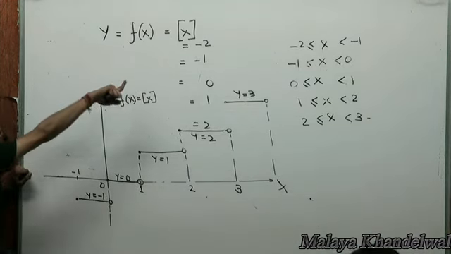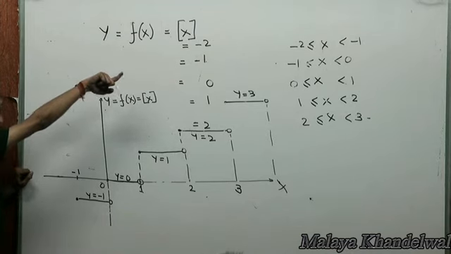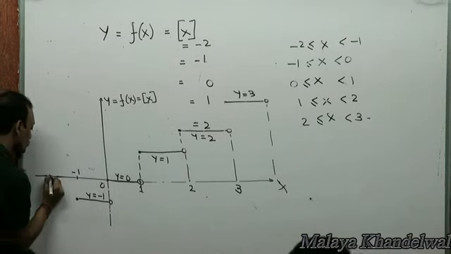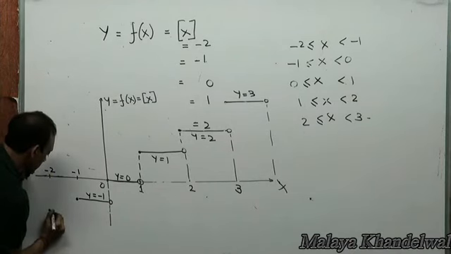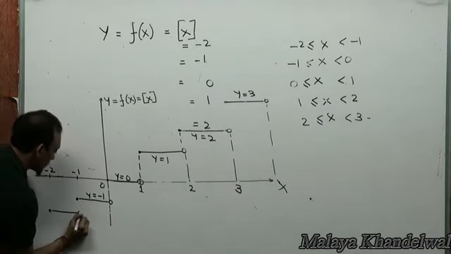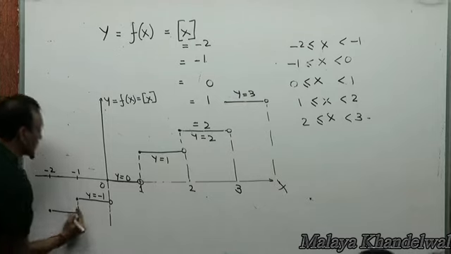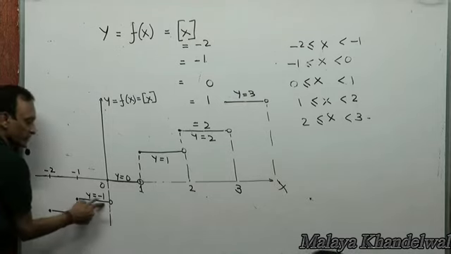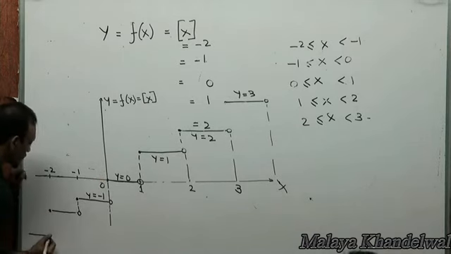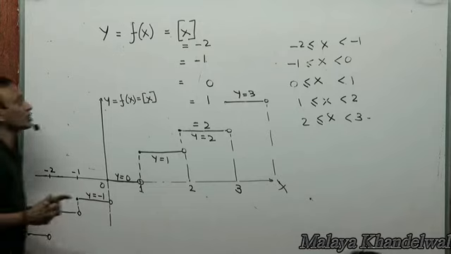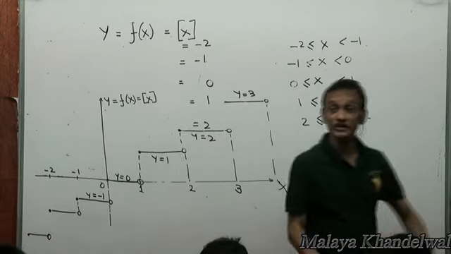Then between -2 and -1, it remains -2. At -2, it is -2. It goes all the way till -1, and then it shows a jump. Remains -1, jump, and so on and so forth. This is the graph of y equal to f(x) equal to box of x.